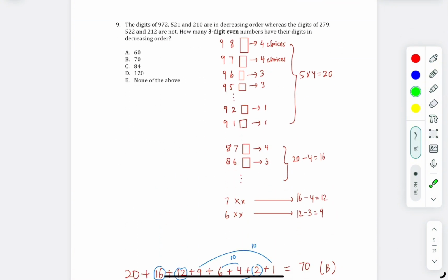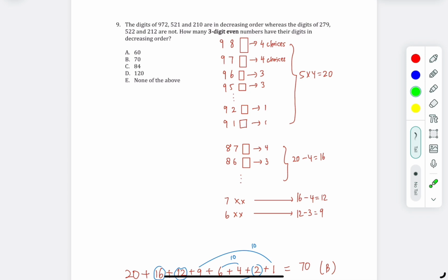Okay, for question number 9, the numbers 972, 521, and 210 are in decreasing order, whereas 279, 522, and 212 are not. How many 3-digit even numbers have their digits in decreasing order? When I look at this question, I don't think I can use anything other than a listing method together with combination and permutation.